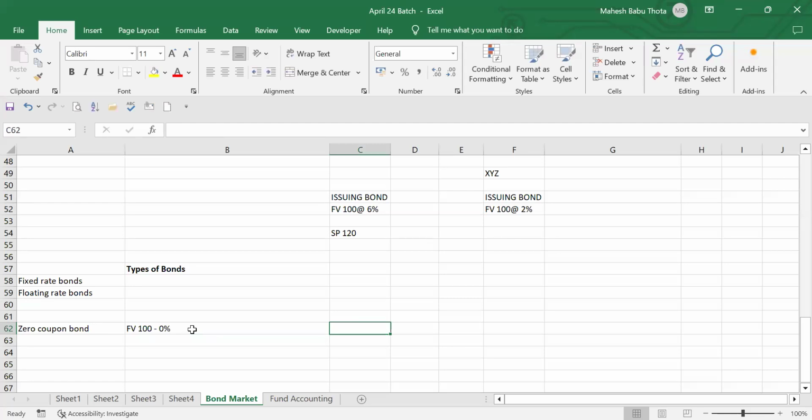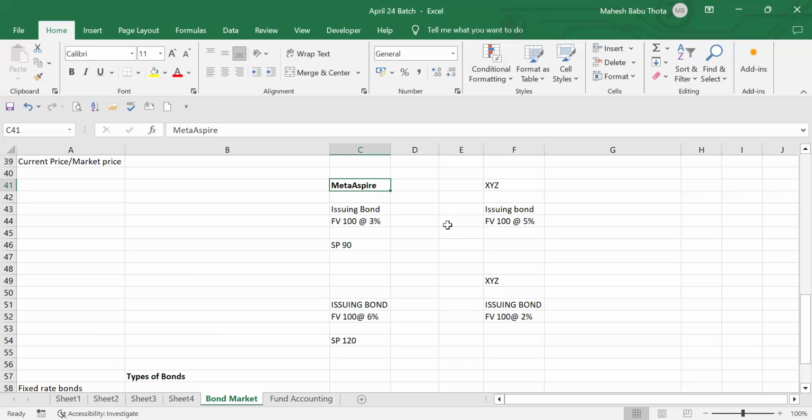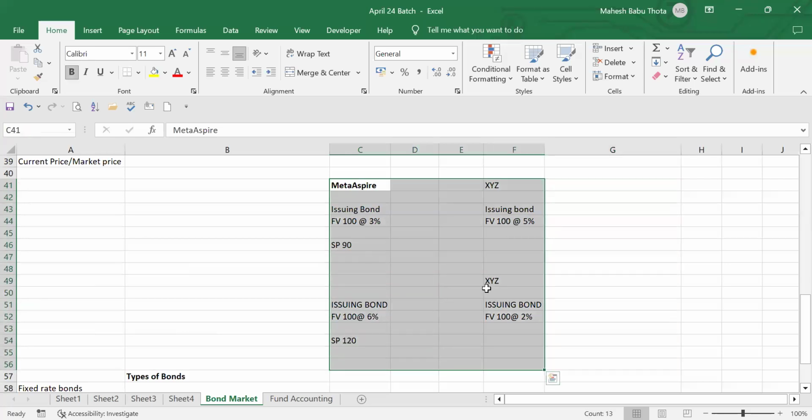So what is the benefit? How will these zero coupon bonds work? They are not paying any interest. Any non-commerce students, just try to apply the same formula. Here we spoke about issuing at a discount, right? Just try to apply the same.